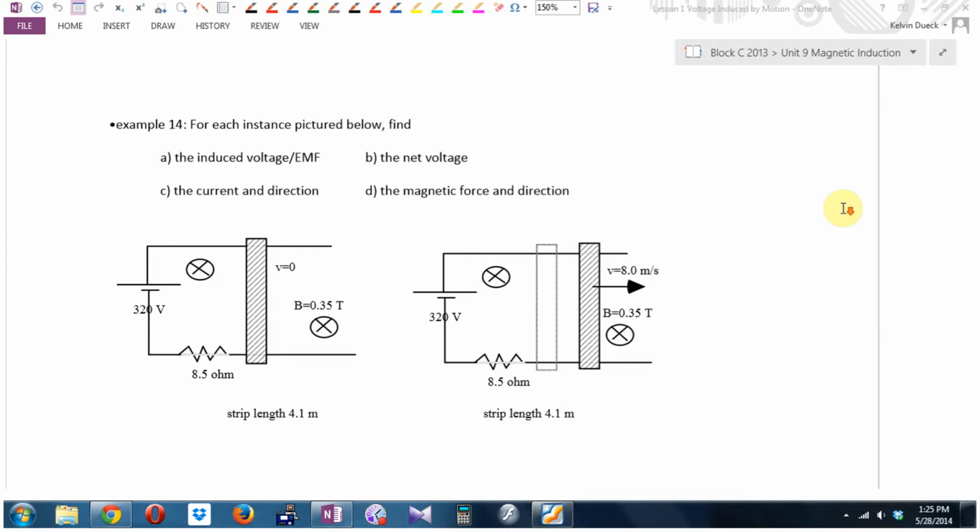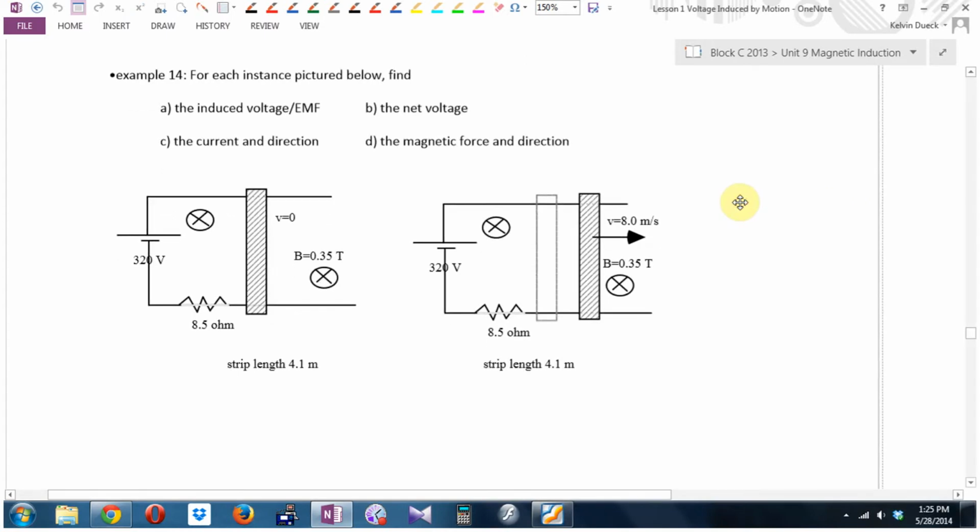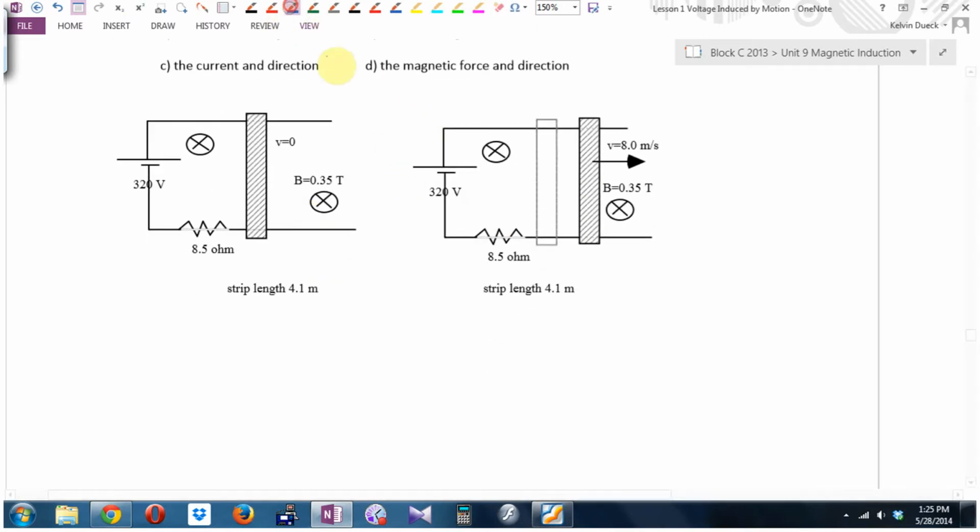For each instance below, it says find the induced voltage, the net voltage, the current, the magnetic force. You know what? It's the same picture, except in one we're standing still, and in another one we have a velocity. So I'm going to do each one side by side. I'm going to draw a little line down the middle. I'm going to start out with the induced voltage.